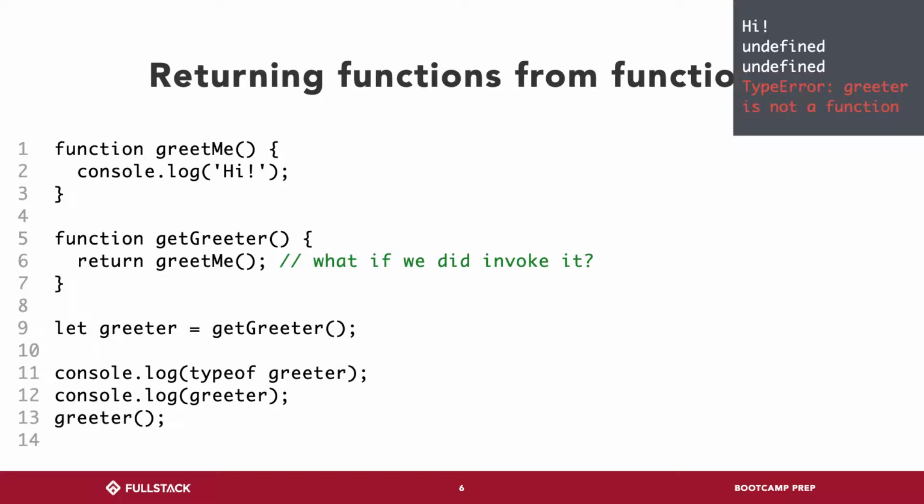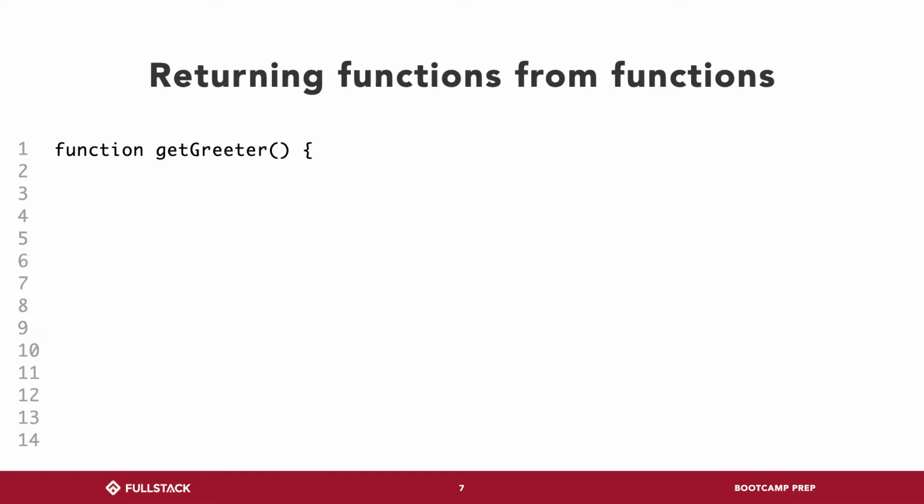Like here, we are saying return greetMe invoked, right? That means this returns the return value of this. So now we're looking for a value, and then greeter here is now going to be that value. And then here we're invoking whatever that was. But that's undefined.